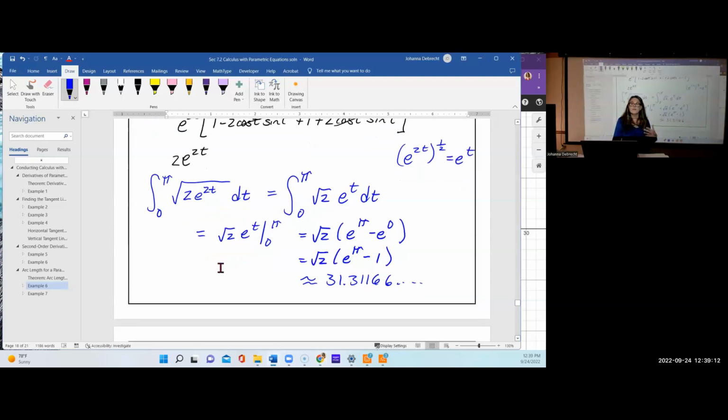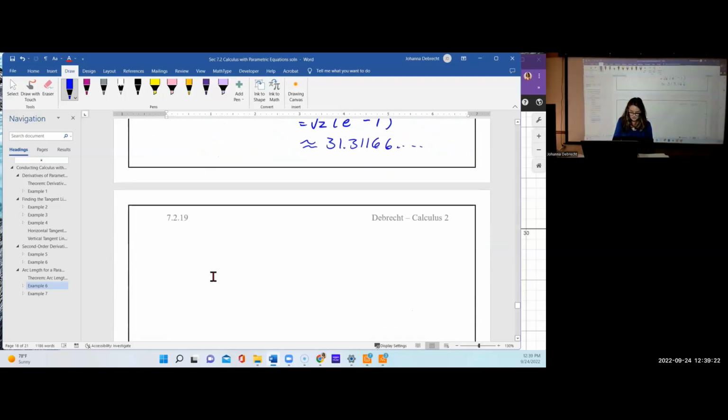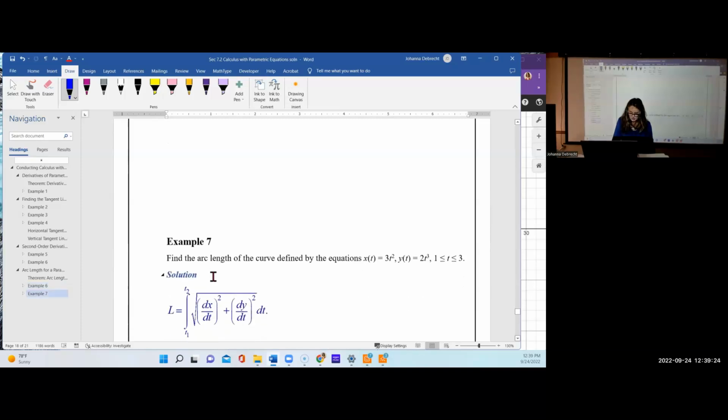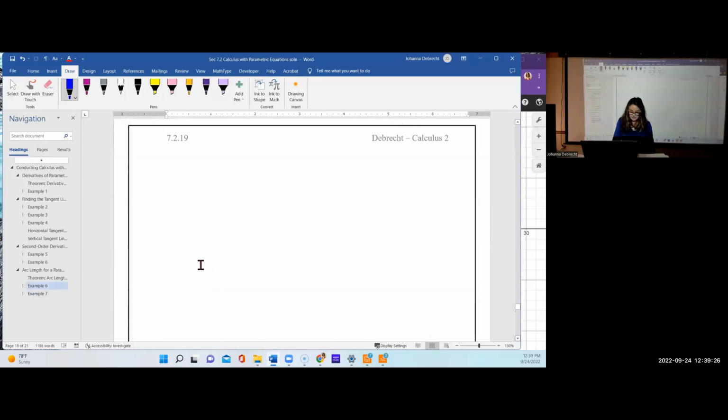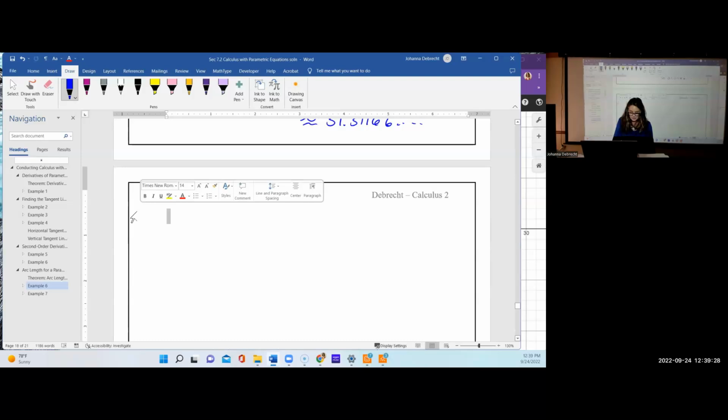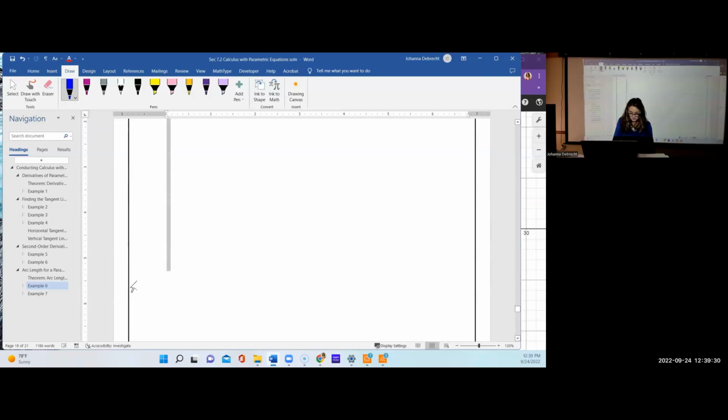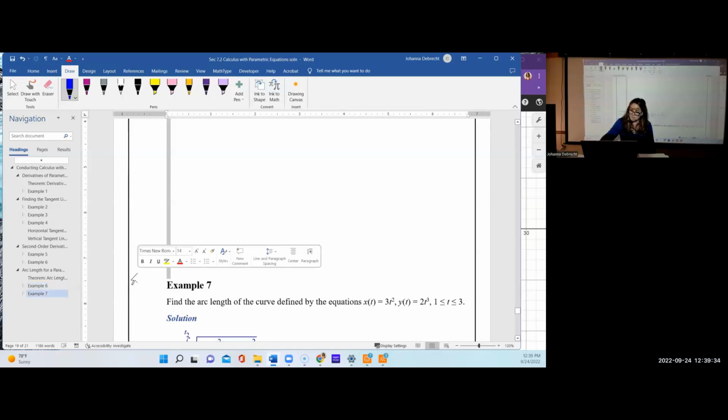Now, if we want to evaluate it over a different interval, then we just change the limits of integration. It doesn't actually change the integrand. It just changes the limits of integration. Okay, so now we want to take a look at the next example, which is example number 7. And let me pull that one up higher so that it's not so far down.